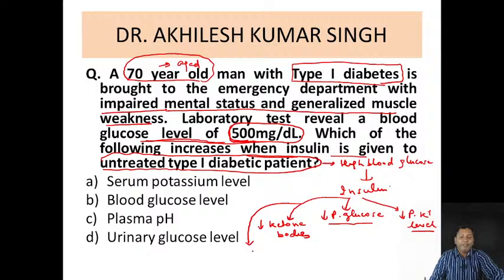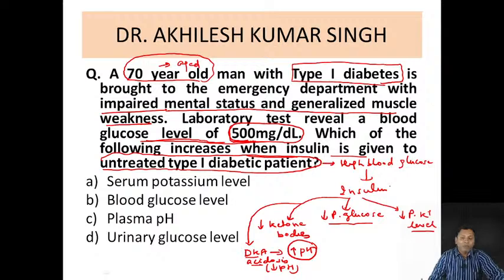So this acidosis, right? You know very well, in the diabetic with insulin deficiency, they develop diabetic ketoacidosis. So with this acidosis, what will happen here? There will be an increase in the pH level, right? Earlier, in the diabetic ketoacidosis, pH will be less. So when we give the insulin, what will happen here? The pH will start rising up and try to come to a normal level, right?